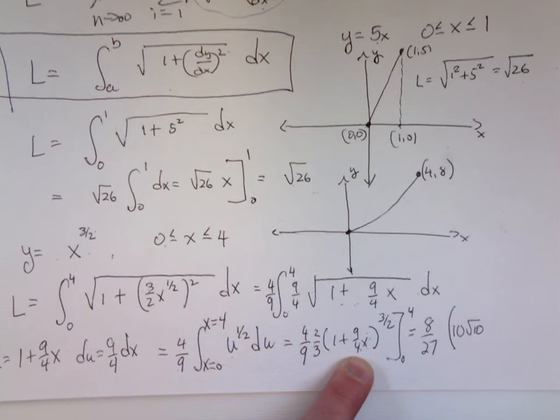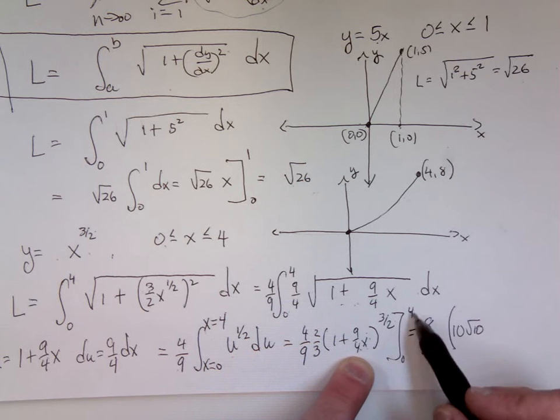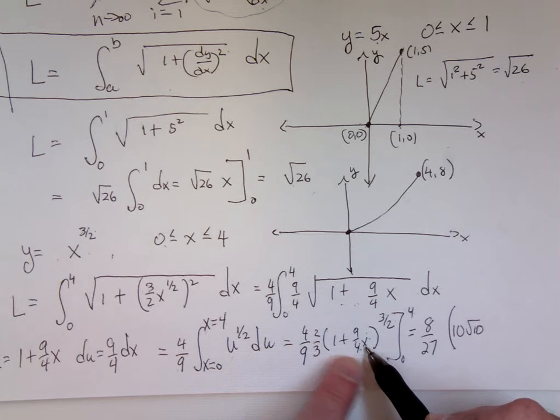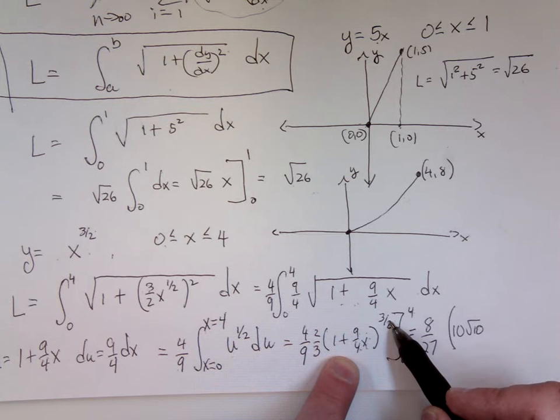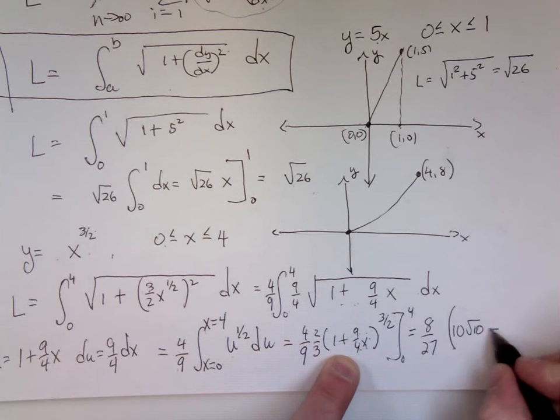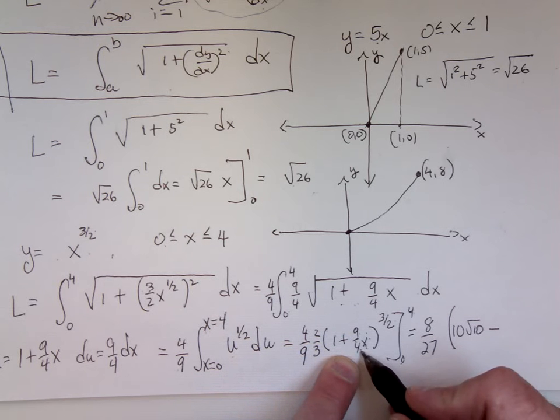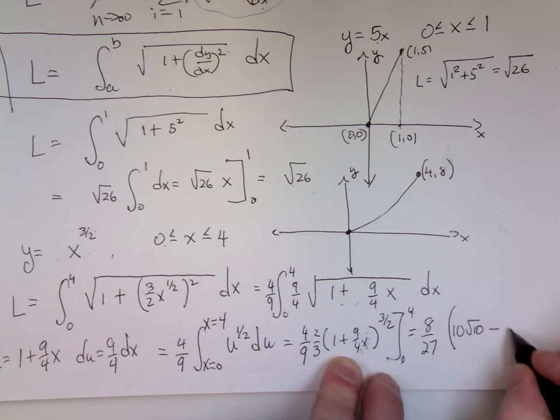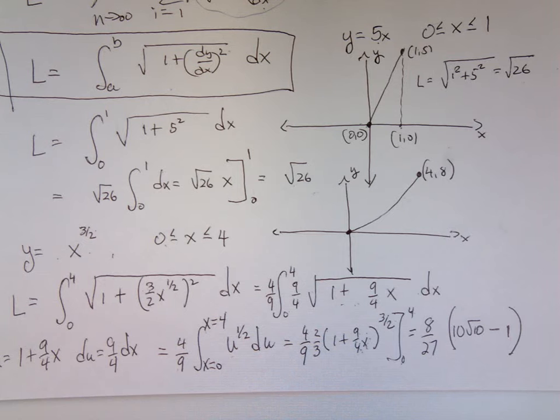Wait, where did you get that? Okay, stick a 4 in for x, and the 4's cancel out. You get 1 plus 9, 10, 10 to the 3 halves. That's 10 square roots of 10. That's what 10 to the 3 halves is. Minus the 0. When you substitute in 0, you get 0 here, but you still got this 1 here. That's your answer. That's typical of these arc length problems.